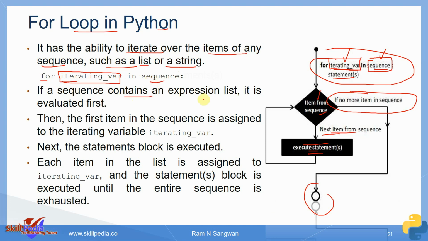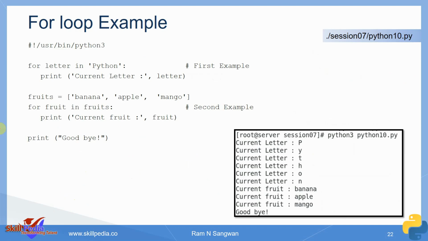If a sequence contains an expression list, it is evaluated first. Then the first item in the sequence is assigned to the iterating variable. This variable can be anything. Don't go by the name here. Next, the statement block is executed. Each item in the list is assigned to this variable, and the statement block is executed until the entire sequence is exhausted. Let's understand with an example.